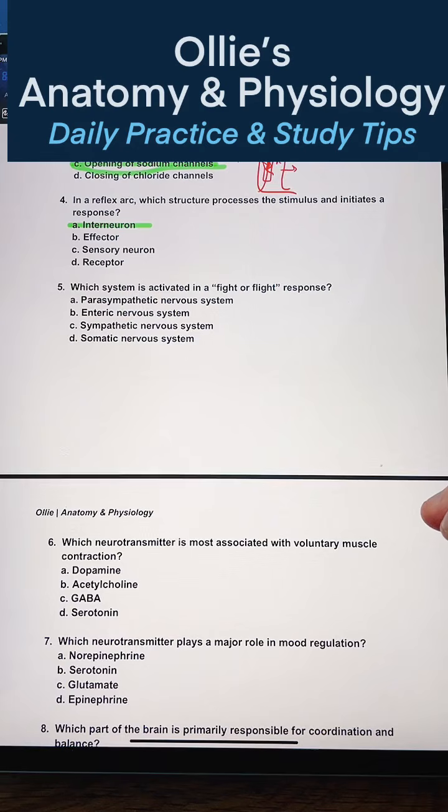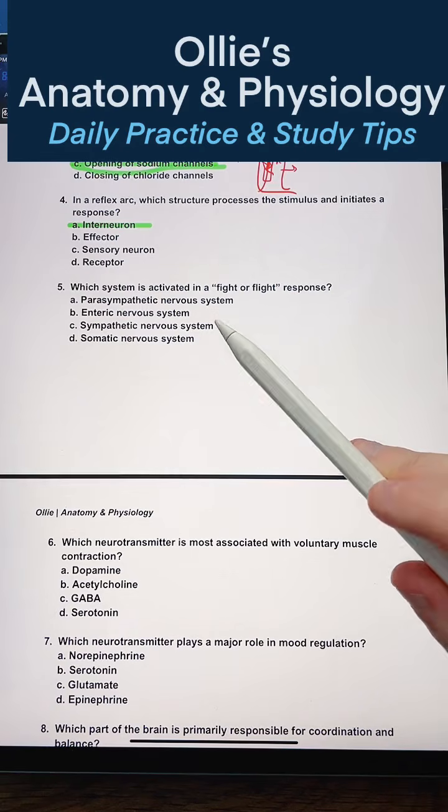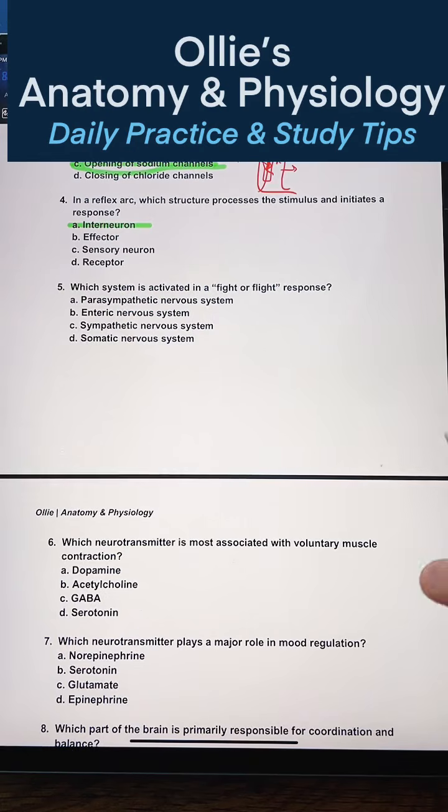But number 5, which system is activated in a fight or flight response? Which system is activated in a fight or flight response? A, B, C, or D. It's important to know the difference between these two different systems in the nervous system.